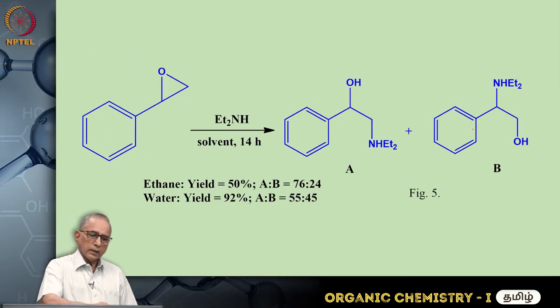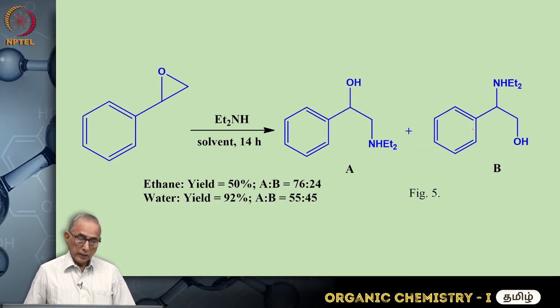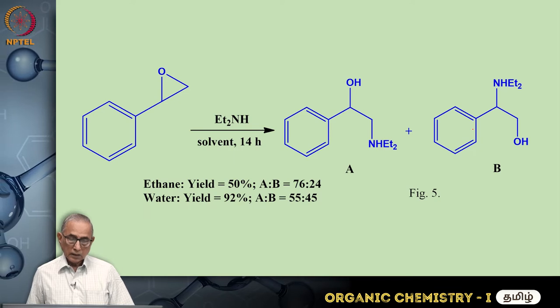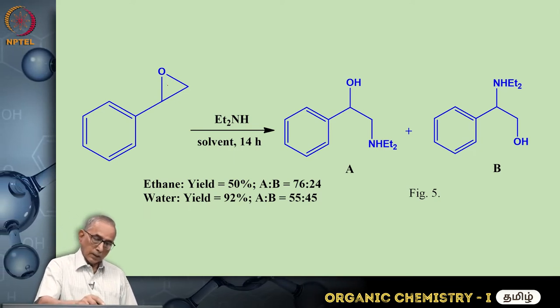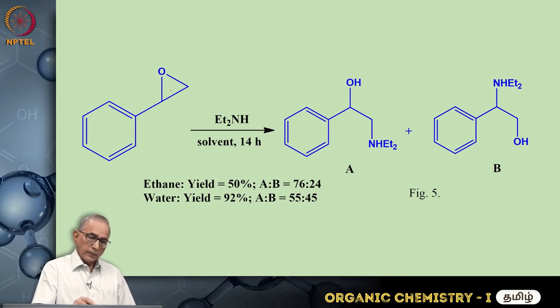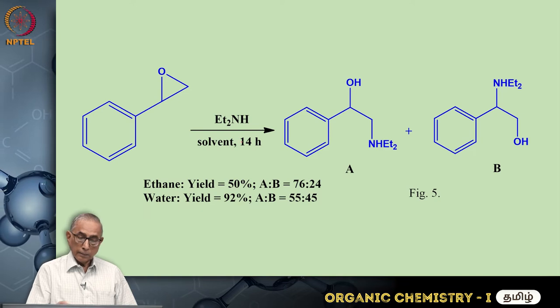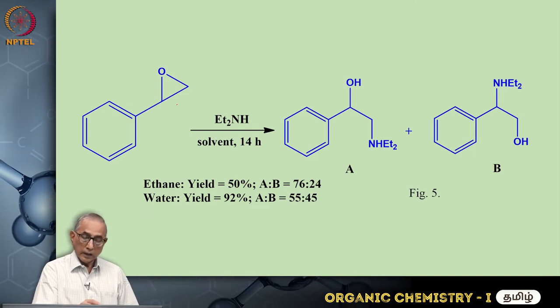The styrene has a double bond attached to the benzene ring. If you treat it with oxygen under silver catalysis, it forms a three-membered oxygen-containing ring. It's called oxirane. This is the three-membered ring. When you treat it with diethylamine, it reacts at both positions, either here or here.